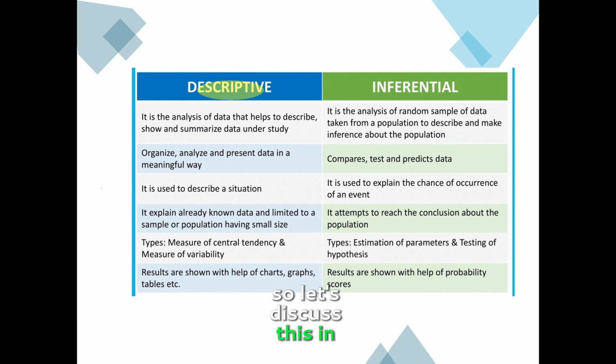Let's discuss this in detail and with the examples. So when we talk about descriptive statistics, it is the analysis of the data that helps to describe, show, and summarize data under study. Whereas inferential is the analysis of the random sample of data taken from the population to describe and make inference about the population.